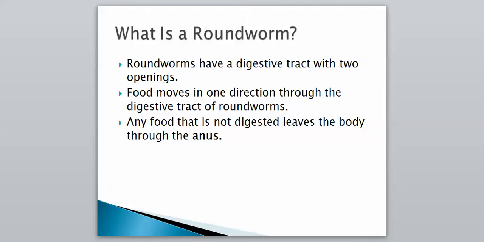And then the roundworms, as another review, have a digestive tract with two openings, and food will move in one direction through the digestive tract. It goes in through the mouth, follows the same path, and then any food that is not digested will leave the body through the anus. So those are the defining characteristics. The big ones are that they're unsegmented, that they have two digestive tract openings, and that they have that pseudocoelom. That's what's going to set them apart from the rest of the worms.